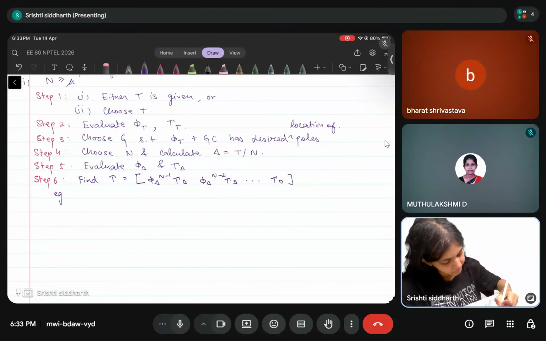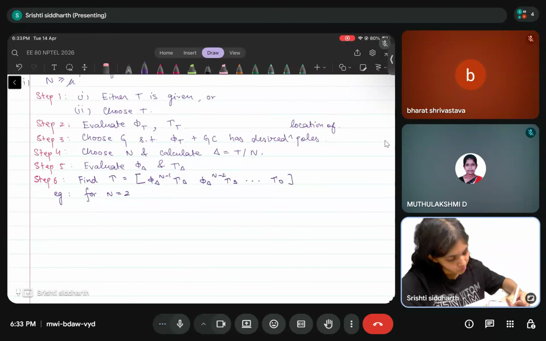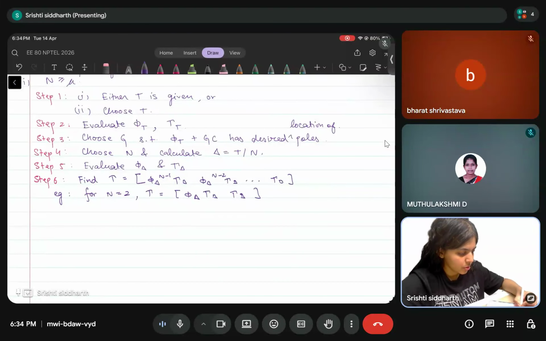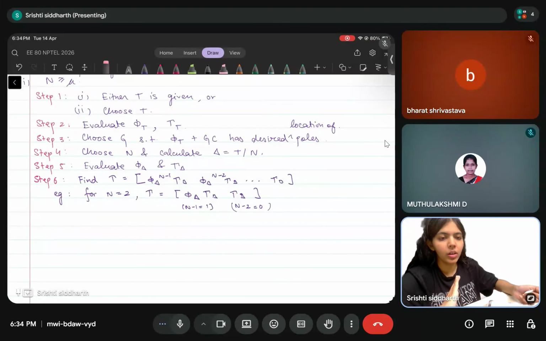So for example, for n equals 2, what's gamma? This is phi delta to the power 2 minus 1, which is 1, and then gamma delta, right? And then n minus 2 was 0. So for n equals 5, which is the case for the nuclear reactor, we have to actually get to the point of designing the control for the nuclear reactor.